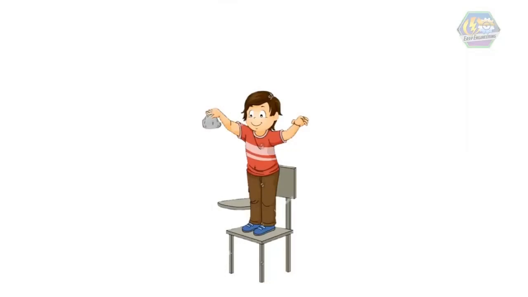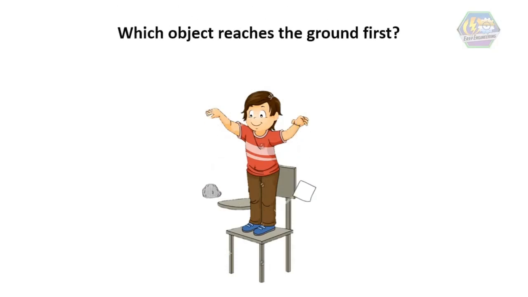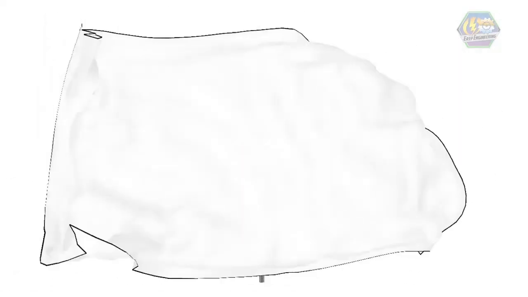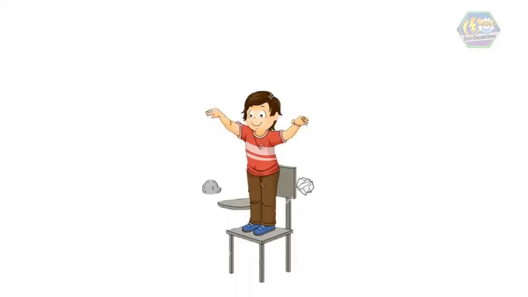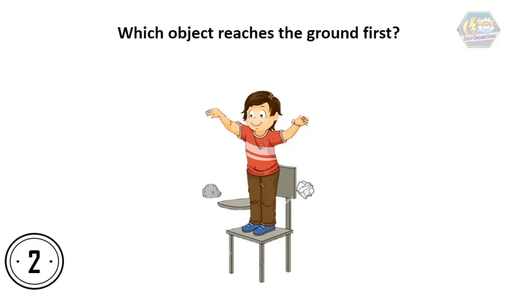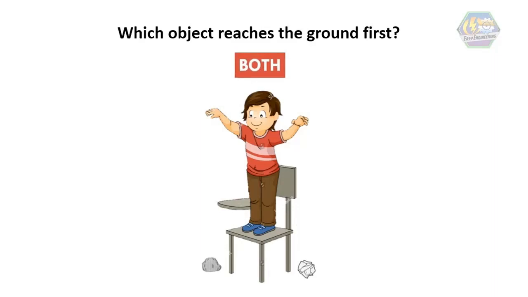Suppose you are holding a stone in your left hand and a paper in your right hand. You drop them together from the same height. The question is, which object reaches the ground first? Yes, you're right. It's the stone. But how about if you crumple and squeeze the paper and drop them together from the same height? Which object reaches the ground first? Well, the answer is both of them reach the ground at the same time.